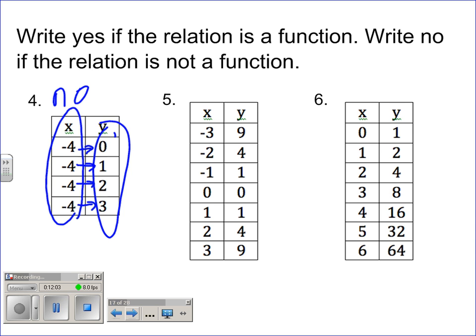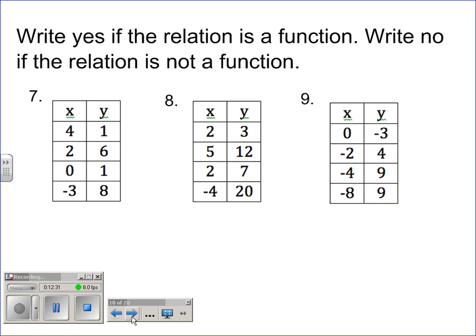Number 5, let's look at this carefully. -3, -2, -1, 0, 1, 2, 3. There are no copies of x, so every x value has exactly one y value. One and only one y value, so yes, this is a function. In number 6, 0, 1, 2, 3, 4, 5, 6, there's no copy of x, so that means every x value has its own y value. So yes, this relation is also a function. Number 7, all of these are unique, so every x value has its own y value. So yes, this is a function.